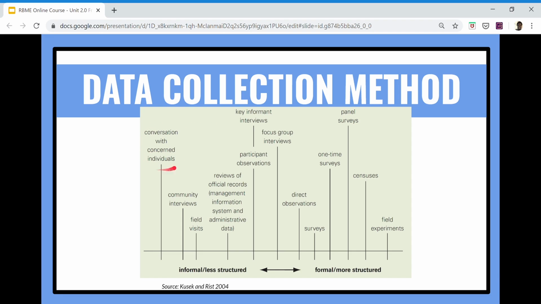And qualitative data collection methods include interviews, observations, checklists, and community interviews, and those interviews can be structured, semi-structured, or unstructured. We discussed this during data collection methods, especially qualitative.